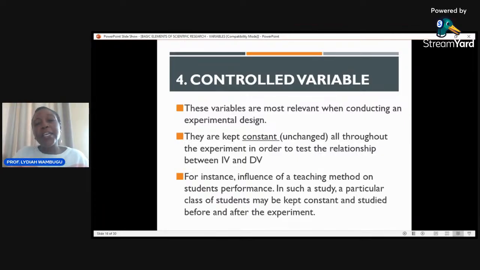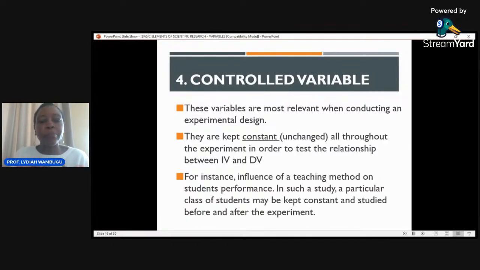Experimental design in research. So when you're conducting an experiment, and of course, for us in social science, we do quasi-experimental, and I will be discussing designs. The variable that is kept constant throughout the experiment in order to see the change between IV and DV is what we call a controlled variable.